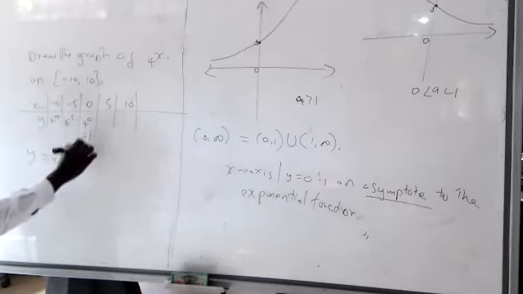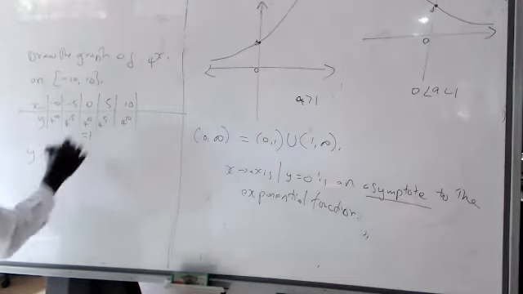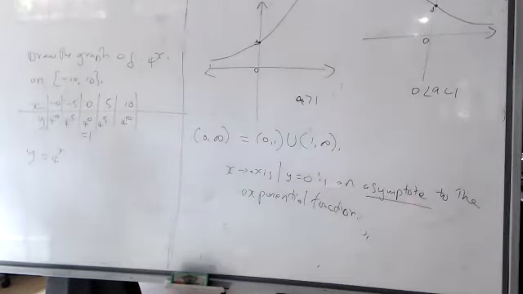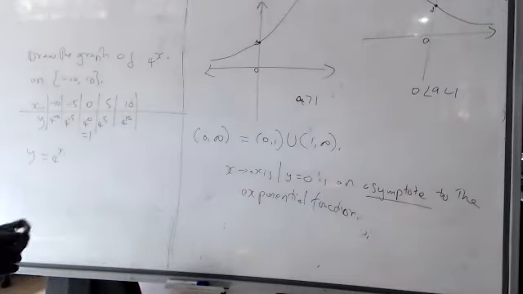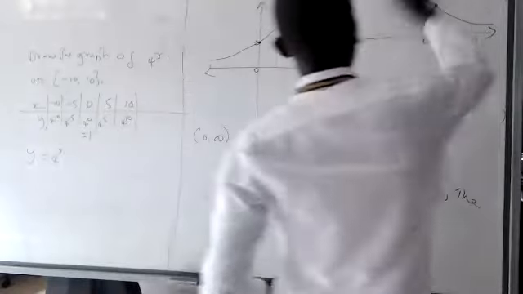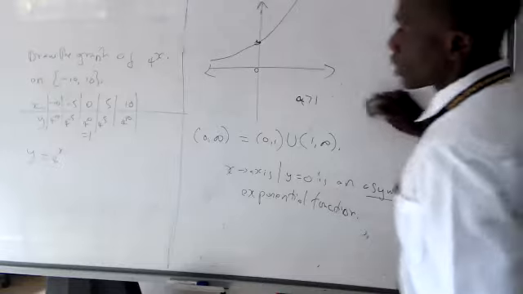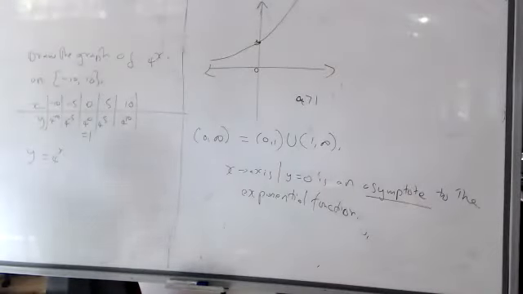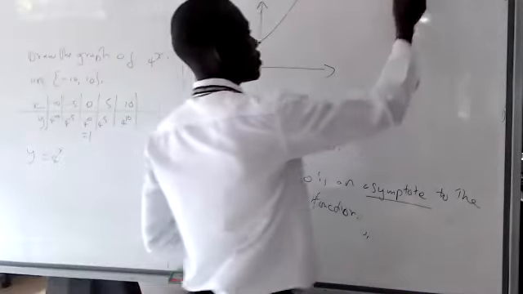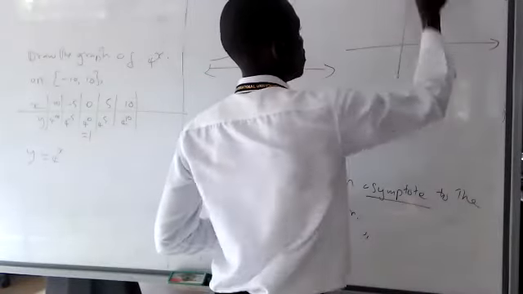4 raised to 0, everyone knows that it's supposed to be 1. 4 raised to 5, 4 raised to 10. What are these numbers from your calculators? Kindly put 4 raised to negative 10. Use a calculator for this. 9.536. You want to draw the graph here, see how it looks like.